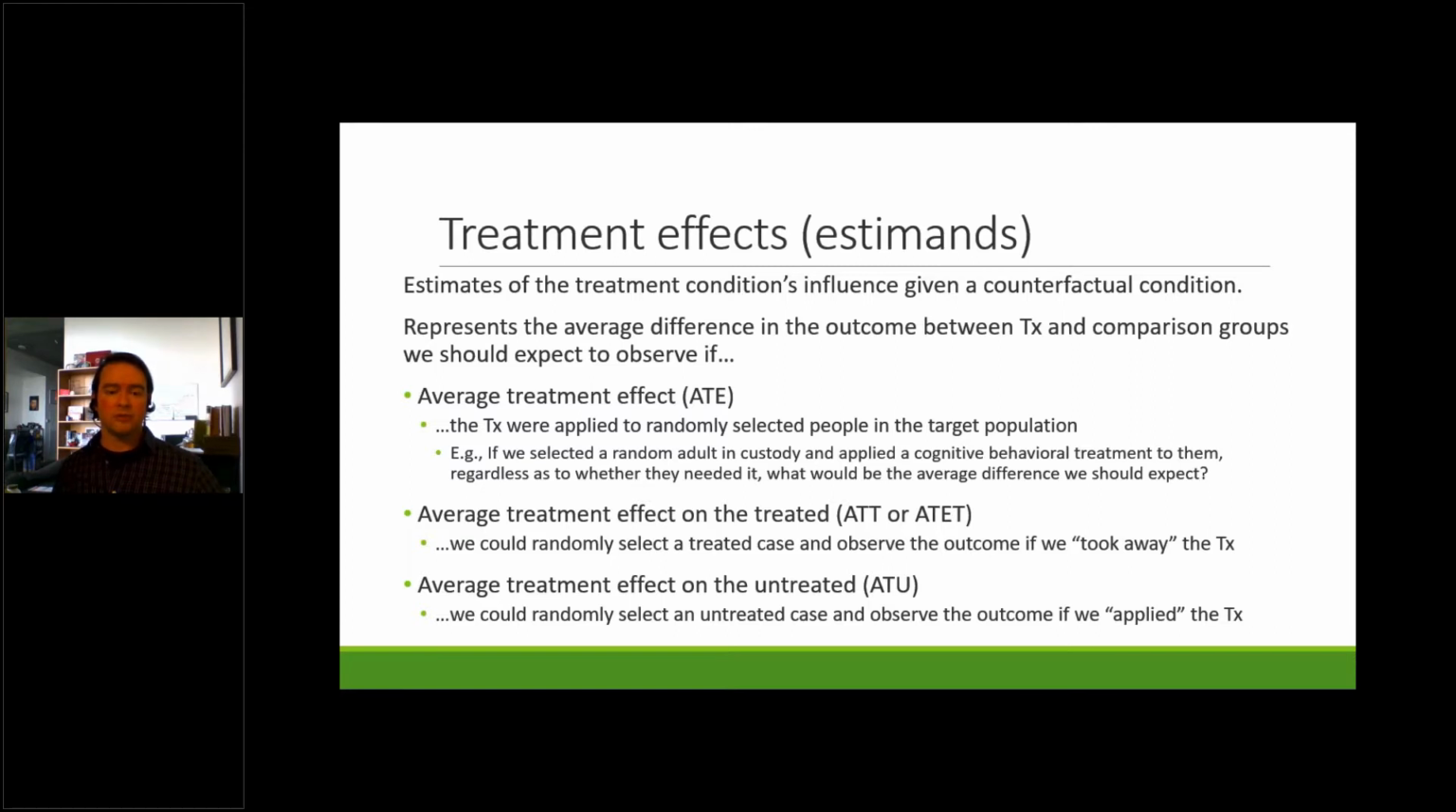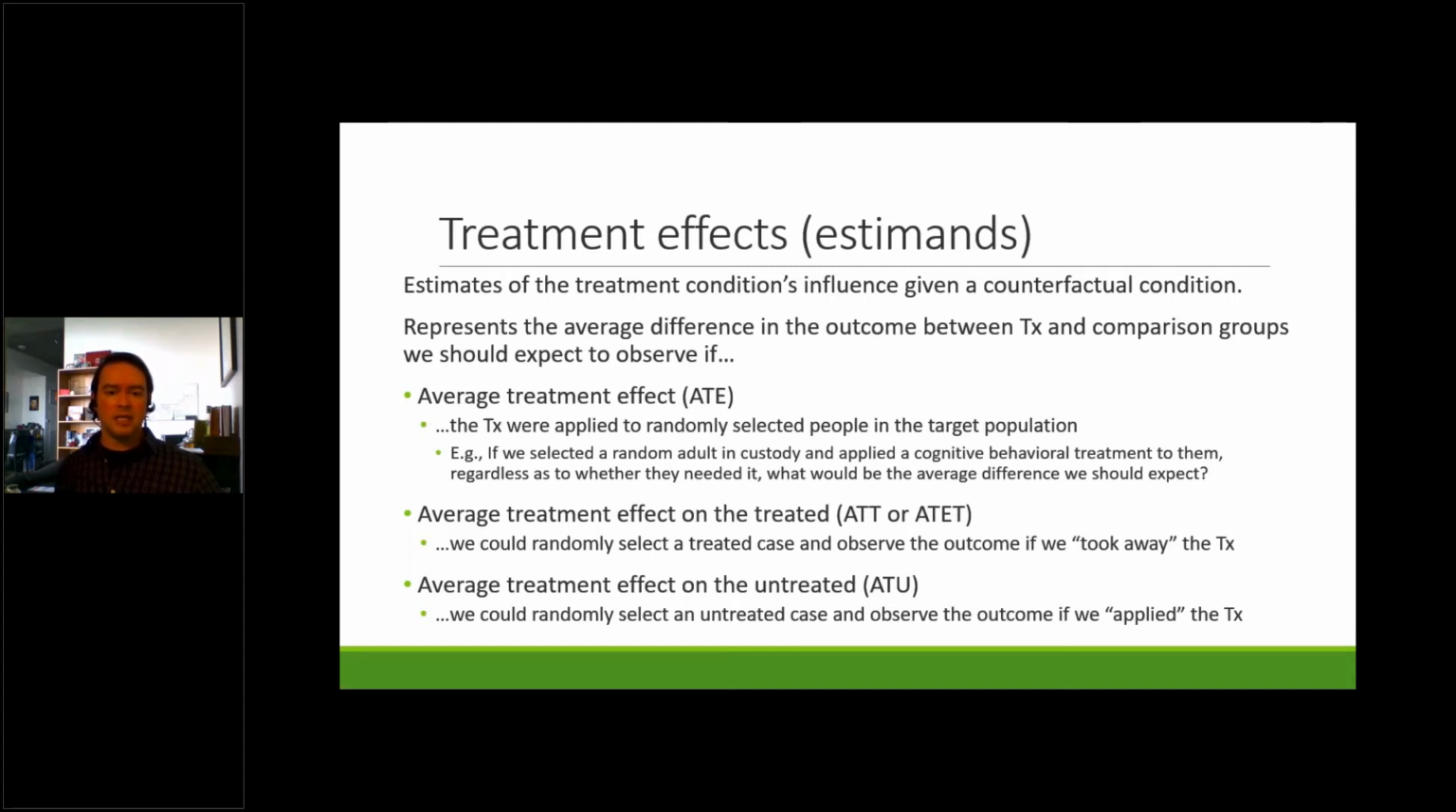So the average treatment effect for the treated is the average difference in the outcome between the treatment and comparison groups we should expect to observe if we could randomly select a treated case and observe the outcome if we took away the treatment, thereby viewing that person's counterfactual condition. This is essentially, if we could see an alternate universe in which that one person, that exact person, did not get the treatment, this is essentially the ATT, or what we're trying to isolate.